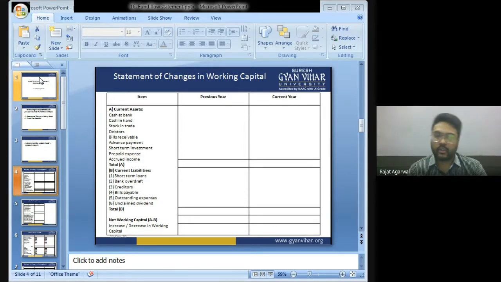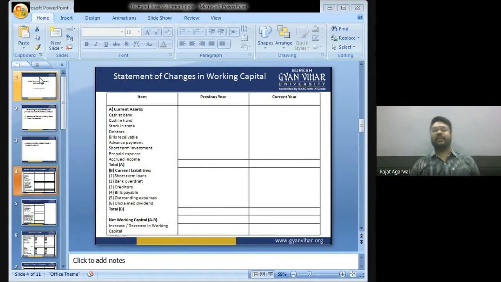We will write the total of A, the total of current assets. Then at number B, current liabilities. Under current liabilities, we will write short-term loan, bank overdraft, creditors, bills payable, outstanding expenses, unclaimed dividend. Then the total of current liabilities. Now, what is the formula to calculate working capital? Current assets minus current liabilities.